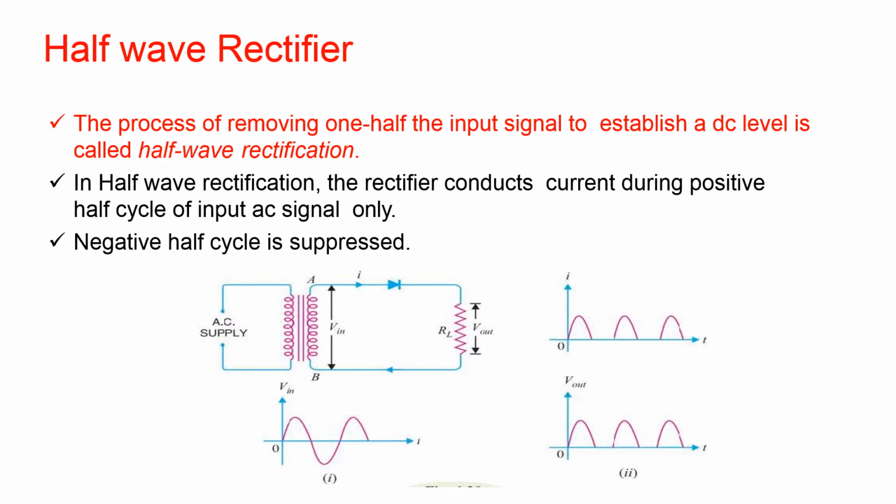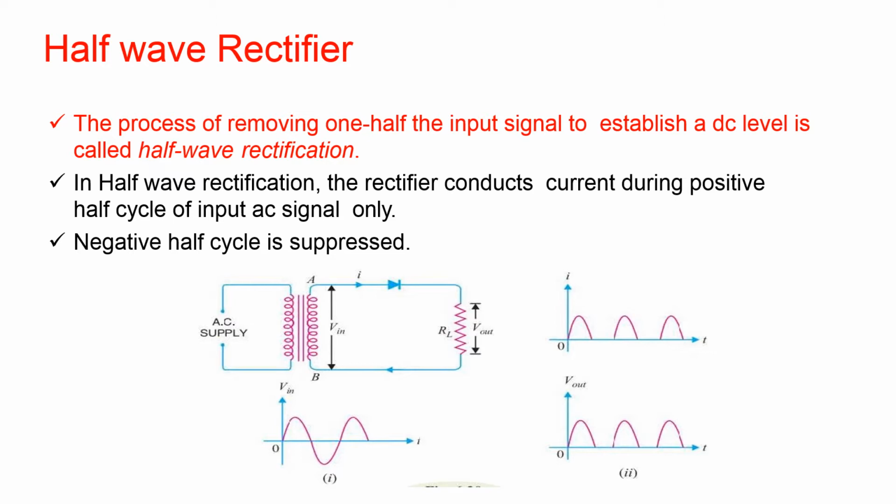Now here, as the name suggests, what is a half wave rectifier? The rectifier which can convert only one half of an AC signal into DC. This is what is called your half wave rectifier. Or in other words, you can say the process of removing one half of the input signal to establish a DC level is called half wave rectification.